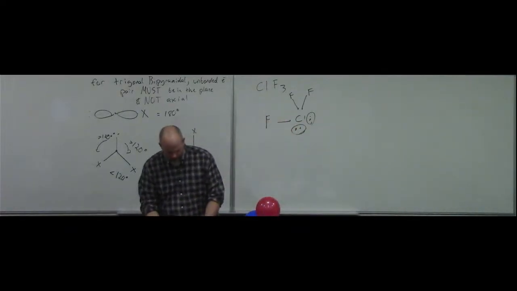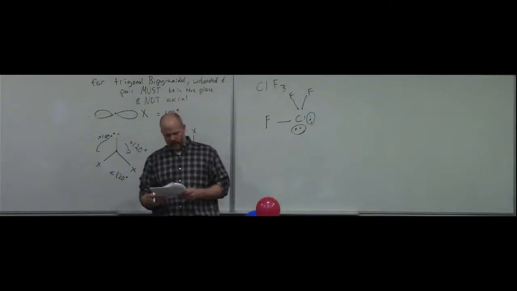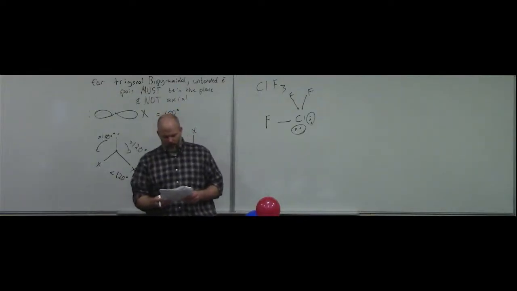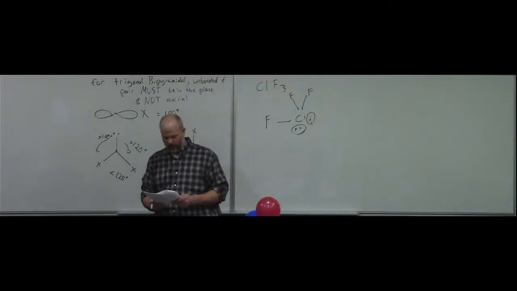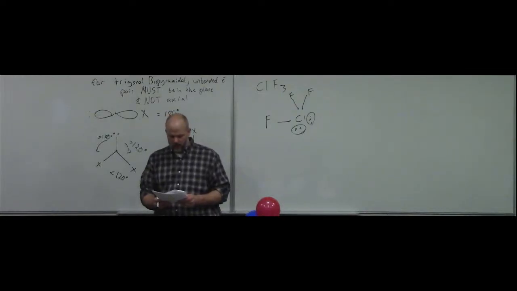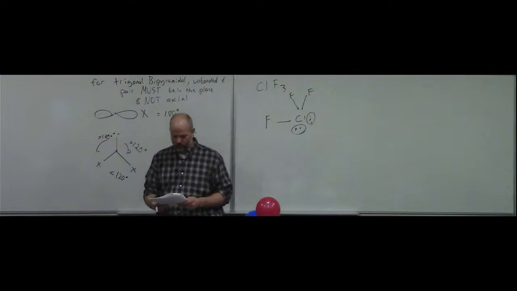Now, let's see where it's going with this. It says, theoretically, we can come up with 3 possible arrangements for the 3 bonds and 2 lone pairs for the ClF3 molecule. The stable structure is the one that puts the lone pairs in equatorial positions, giving a T-shaped molecular structure.